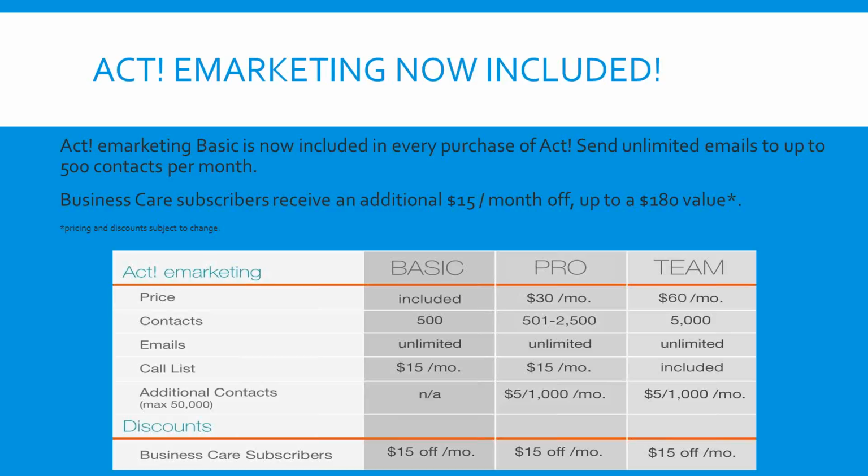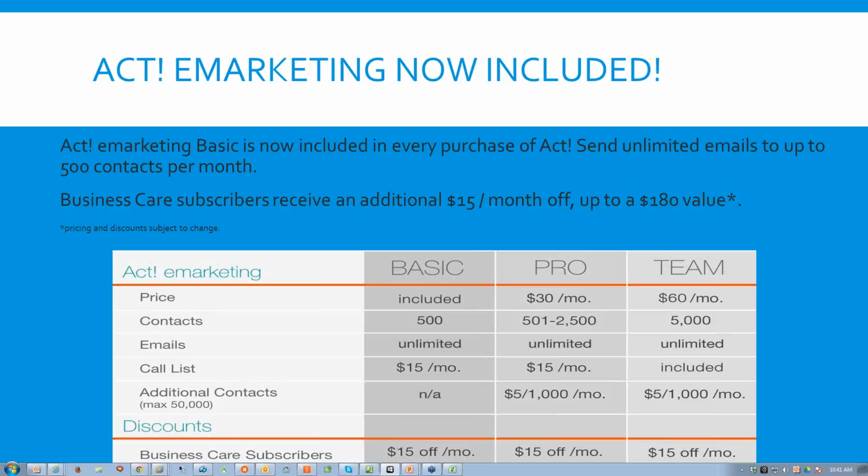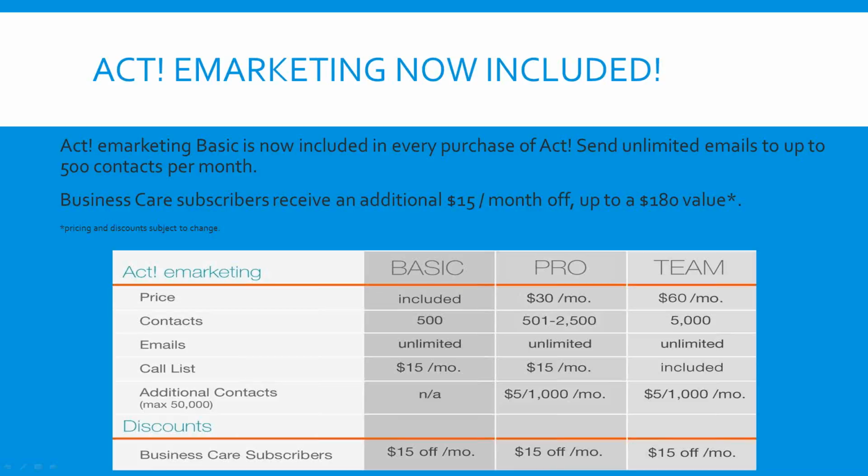So with Business Care, when you buy it, you're going to get $15 a month off of the price of your e-marketing just because you bought Business Care. And so right off the bat, you're saving some money. In fact, it almost makes it where the Business Care is basically free. So Pro and Team Edition, $60 a month, you get the ability to send to somebody else. So that's the e-marketing pricing.